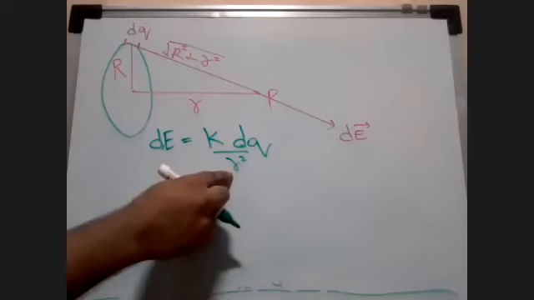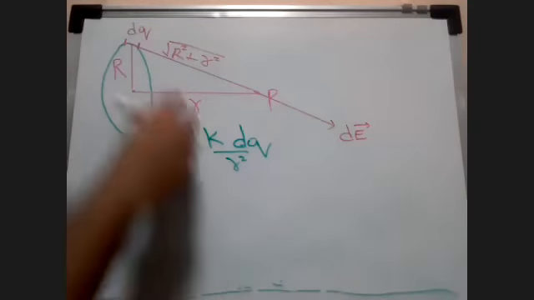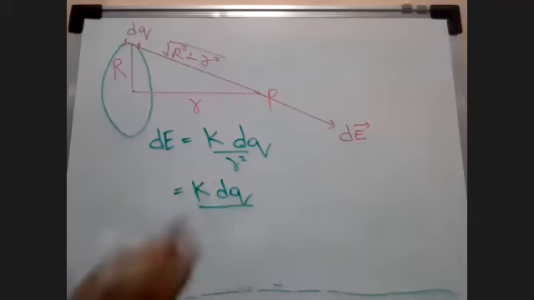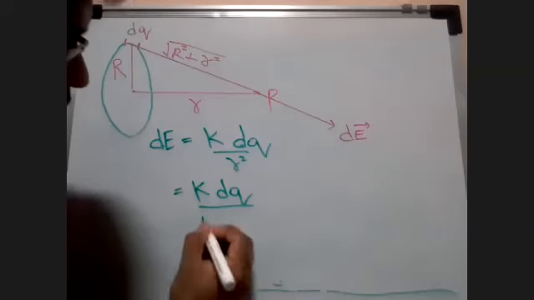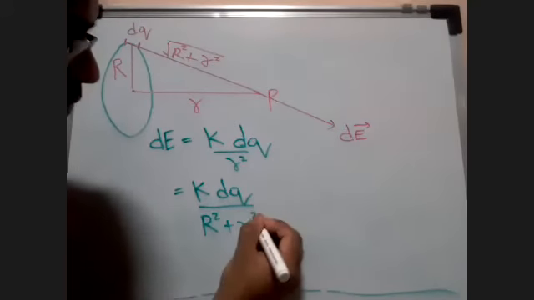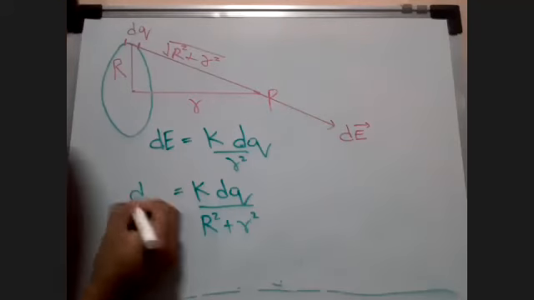But what is r square? What is this r square? It is simply the distance between these two charges, which you get by Pythagoras theorem. That is dE equals k dq upon r square, and if you put this in, you will simply get capital R square plus small r square. I hope this is very understandable. So now this is dE.